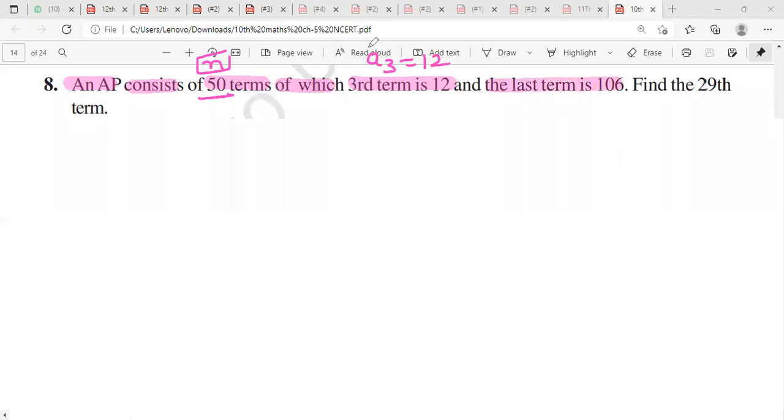अब क्वेश्चन में ये गिवन है कि टोटल टर्म्स कितनी है? 50. So it means last term is 106 means what? A50 is equal to 106. भाई अगर किसी AP में टोटल टर्म 50 है तो लास्ट टर्म A50 होगी, which is equal to 106. We have to find 29th term. So 29th term क्या होगी? That is the question. First of all, A3 is equal to 12.